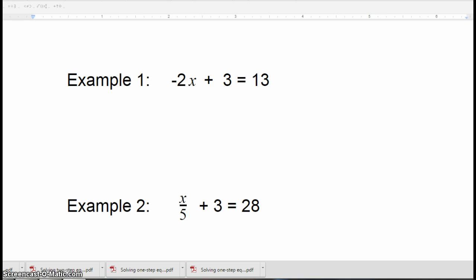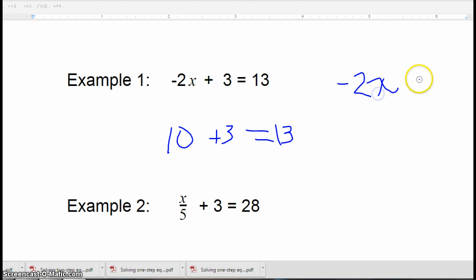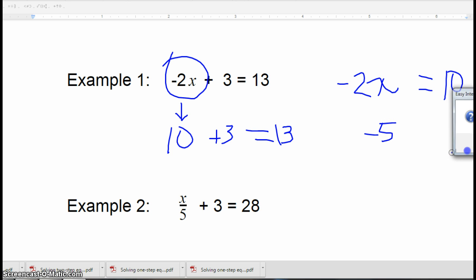Because look back at number 1. I can think of it this way. What plus 3 gives me 13? Well, it's 10. 10 plus 3 gives me 13. So the way I can look at this is, how can I make negative 2x equal to 10? How can I make this part equal to this part? Now it's a one-step equation. So now I can look at it. Negative 2 times what gives me 10? Oh, it's negative 5. That's another way to look at these problems.